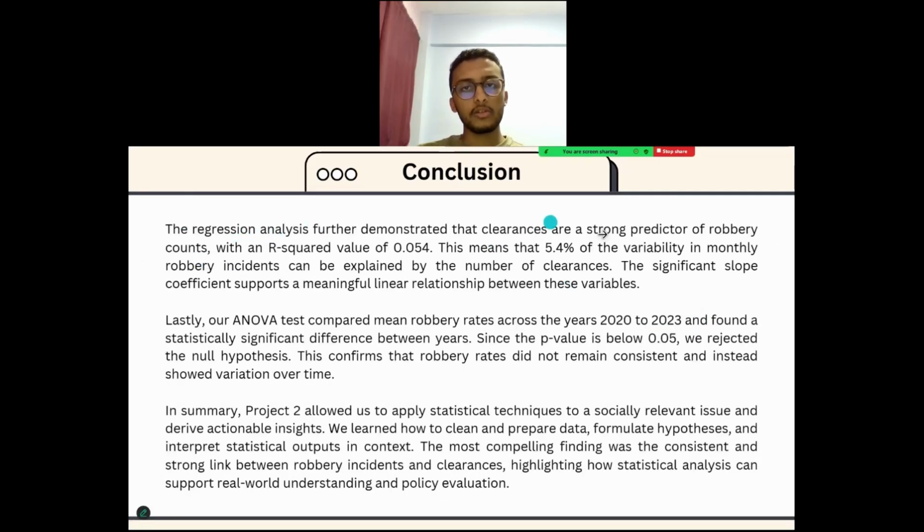Next, for the regression test, we demonstrated that clearances are a strong predictor of robbery counts. This is close to the correlation test and gives it even more validation, because as we saw there, as crime increased and the number of robberies increased, the clearances also increased.